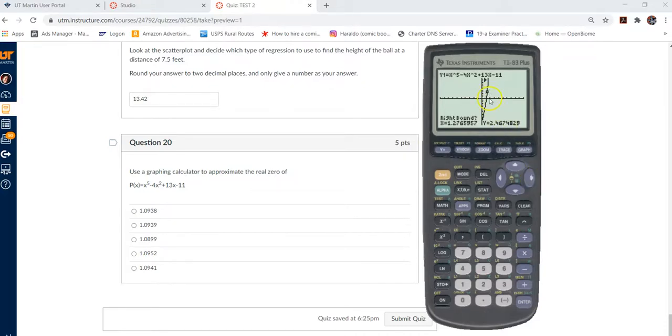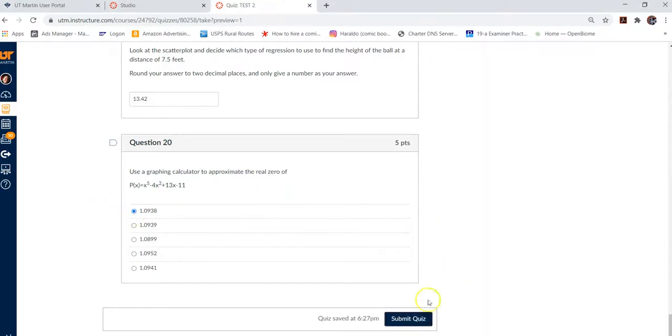Now a right bound. Okay, and that is to the right of where it does. So enter. Then it says, do you want me to guess? Yes, I do. So enter again. So the x-intercept is going to be at that x coordinate and 0. Now, how many decimals does this take it to? It takes it to 4 decimal places. 1, 2, 3, 4, and that 4 there does not change that. So 1.0938. Okay, and so that ends this version of test 2.